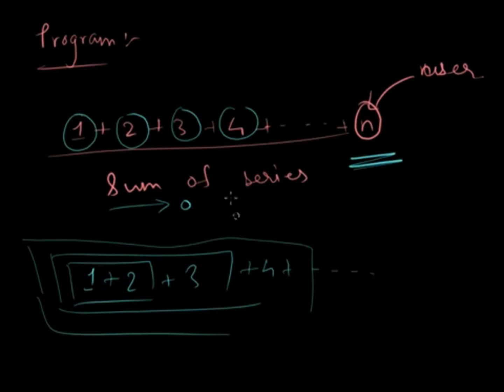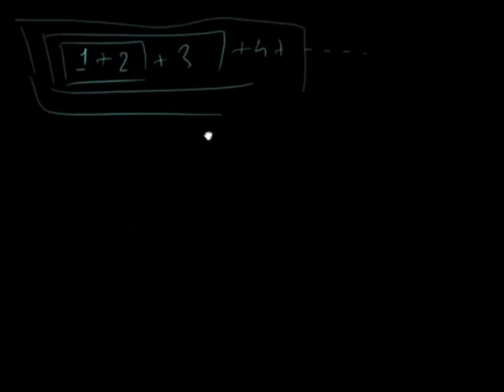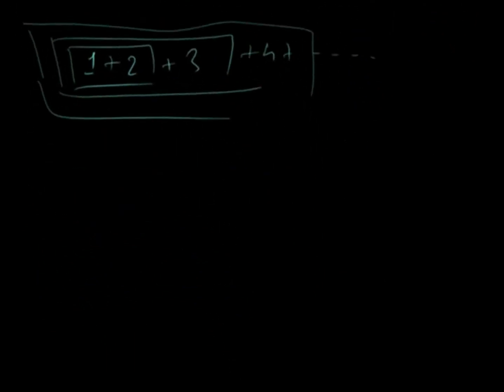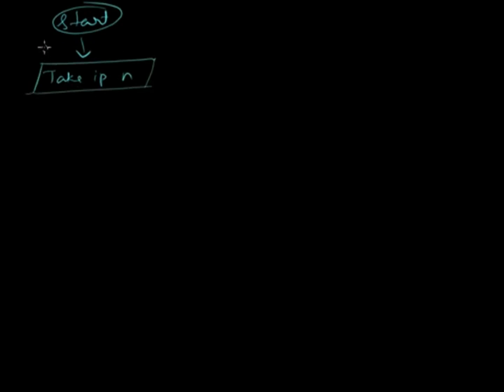Let us write a program now. Let us actually take an algorithm and write that algorithm first. By algorithm I mean flowchart. So we start by taking input. Take input n. Then let's assume that sum is equal to 0. So put 0 in the variable sum.